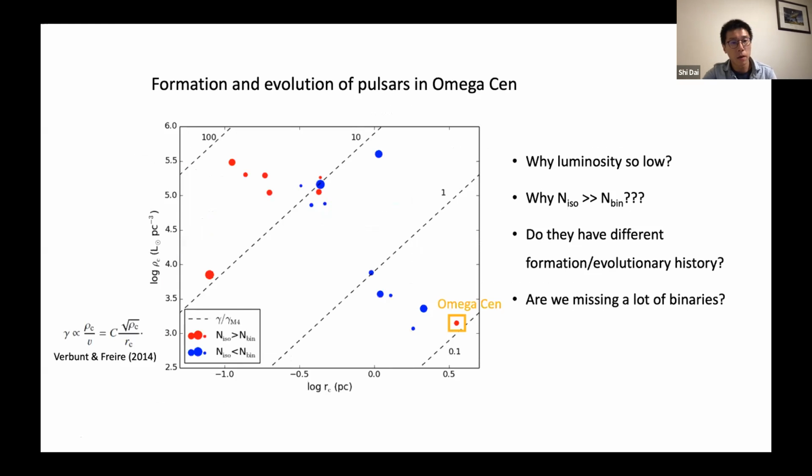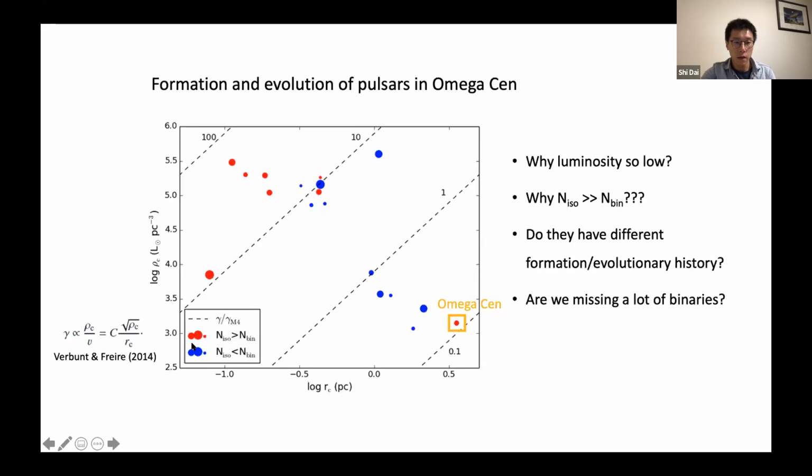And finally, I would like to talk about the formation and evolution of pulsars in Omega Cen. So one thing you can probably immediately tell is that the pulsars we discovered so far are very, very weak. So they have very low luminosity. Although we only have 6, 7 pulsars known so far, it's already difficult to understand with the known luminosity function of radio pulsars. And then another very interesting point is we have many more isolated pulsars than pulsars in binaries. So we have about 6 isolated pulsars and only one pulsar in a binary system.